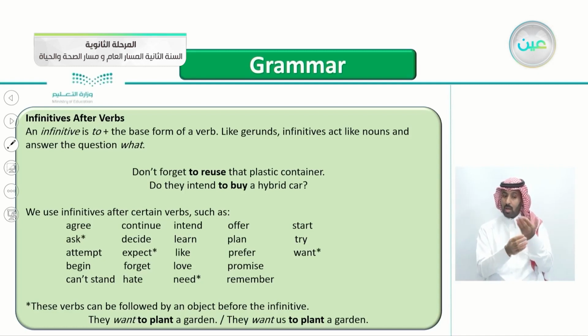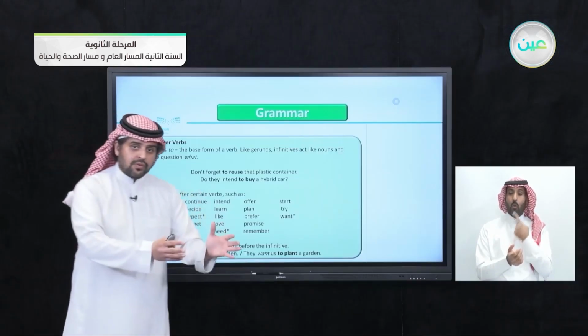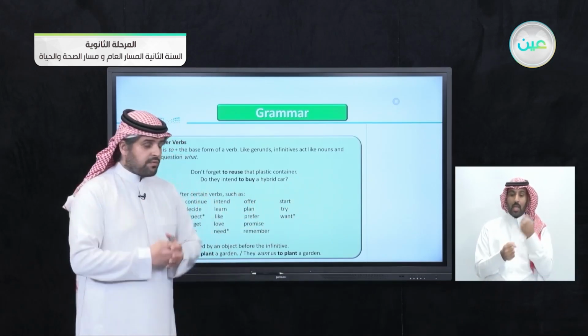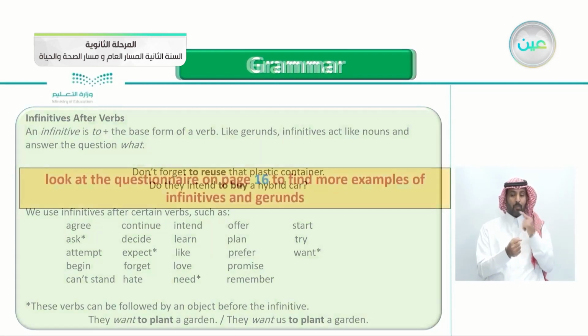For example, they want to plant a garden. You can put a subject before the infinitive. They want us to plant a garden. So with verbs such as ask, expect, need, and want, you can put an object before the infinitive. For example, when I say, I want you to go and get me something, you put a subject before the infinitive.